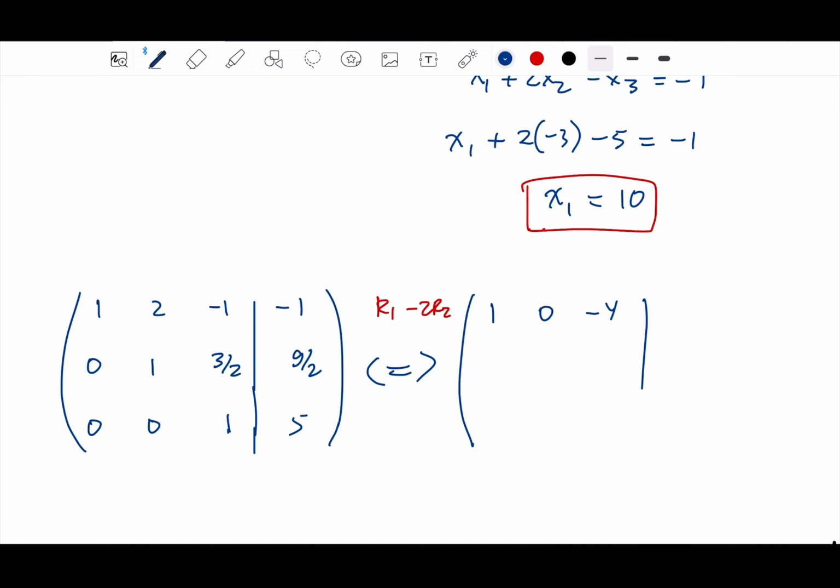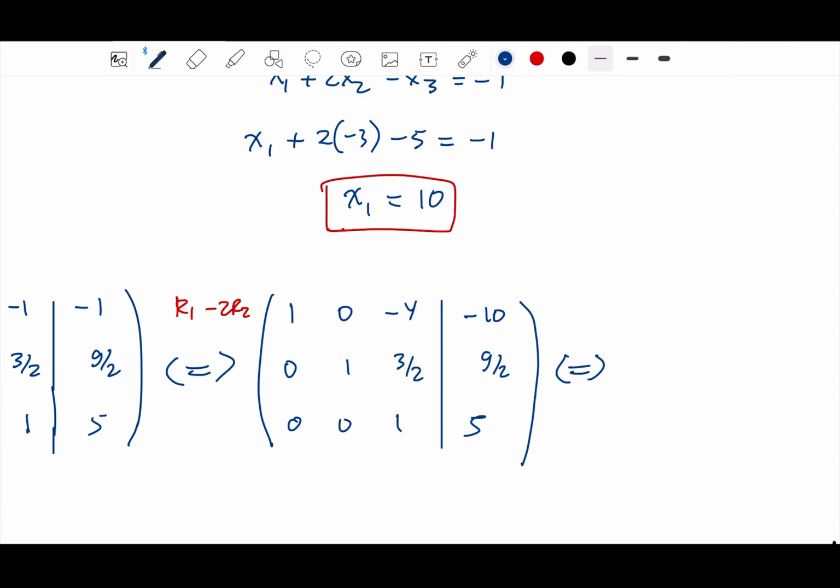And then minus 1 minus 2 multiplied with 9 over 2 is minus 9, so minus 10. And this is the same. And the same here. Okay.